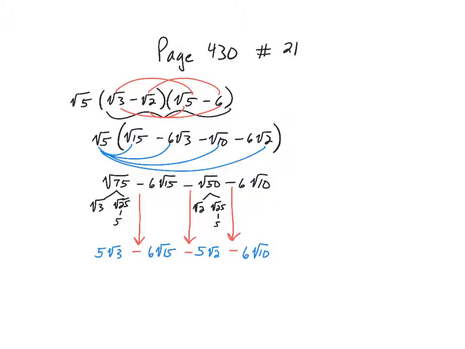So it looks like my answer doesn't have any like radicals that I can combine, and all the radicals are now simplified. So the final answer is 5 radical 3 minus 6 radical 15 minus 5 radical 2 minus 6 radical 10.